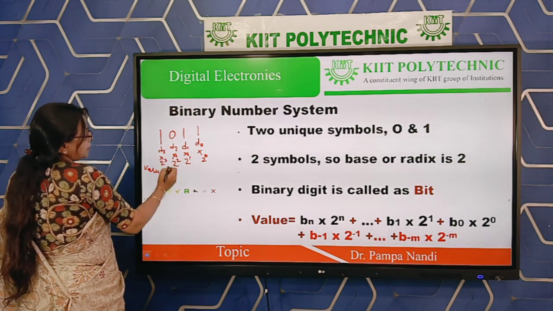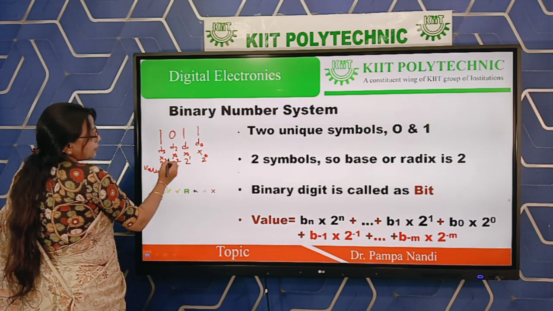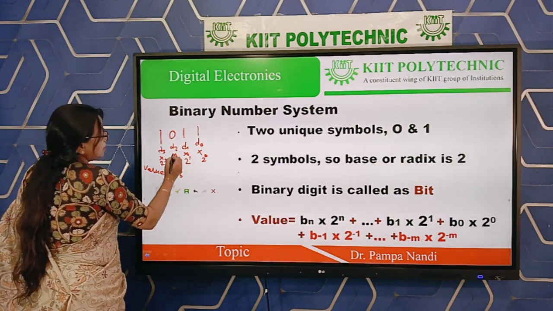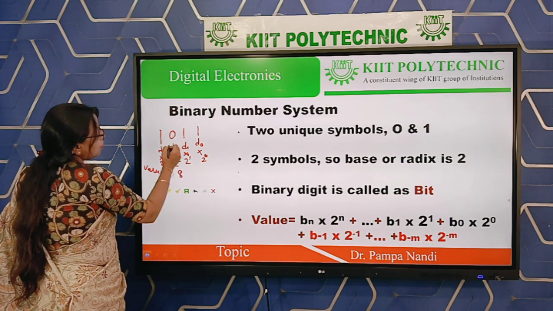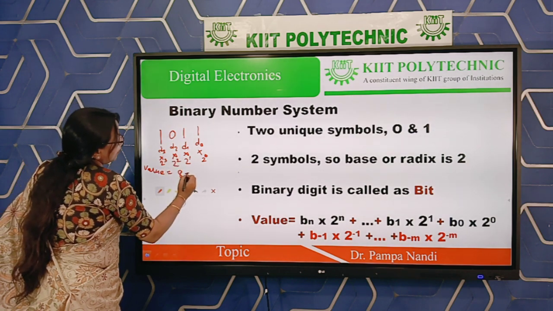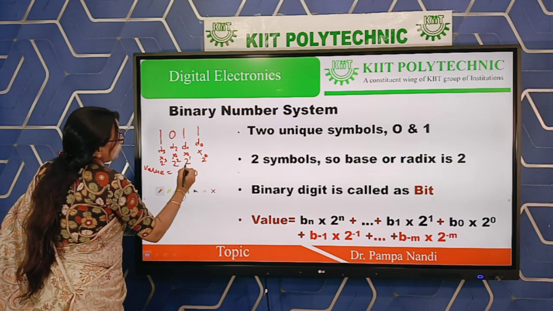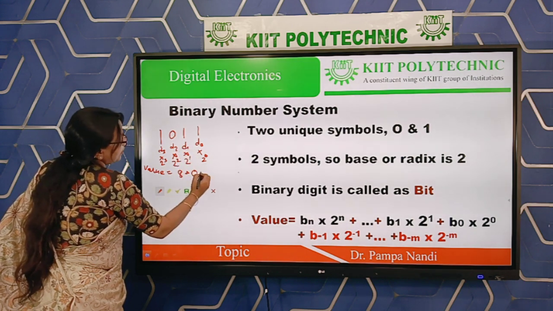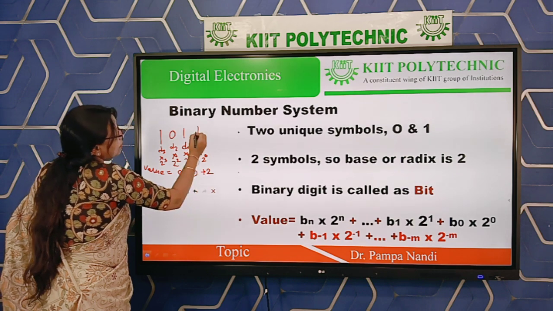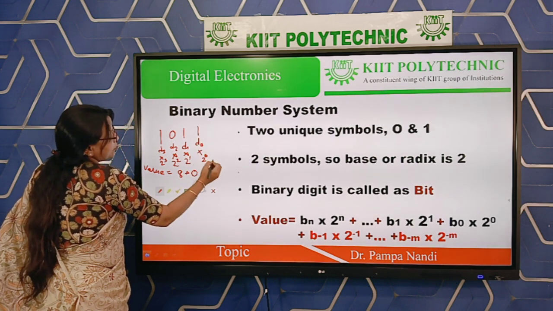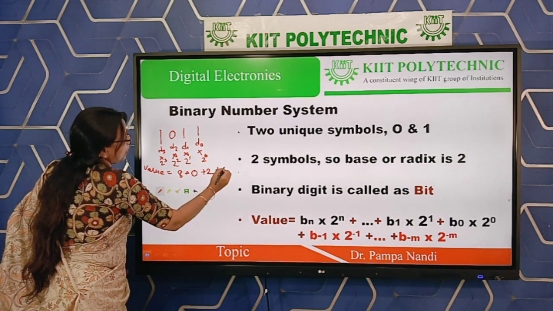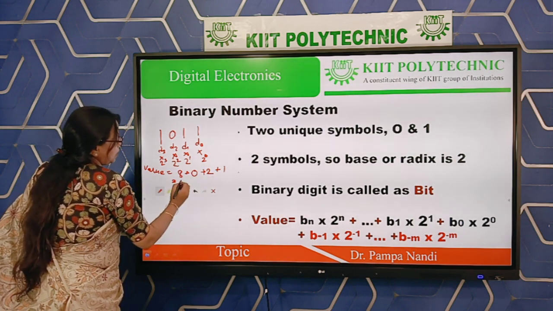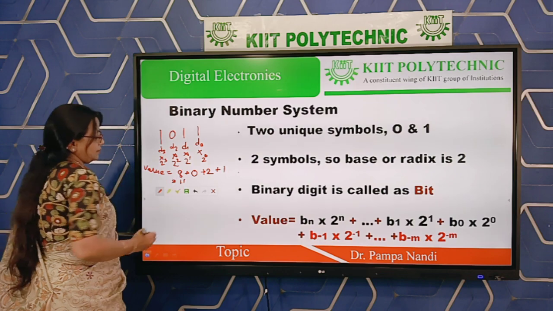So first one is 1, 2 power 3 means what? 8. So what is the value? 8 plus 0 into 2 square, that means 0. Then 1 multiplied by 2 power 1, that is 2. Then 1 multiplied by 2 power 0, that is 1. So what is the value? 8 plus 2 plus 1, that is 11.